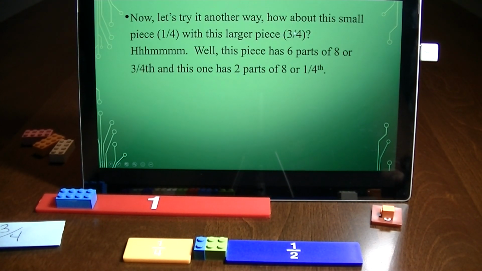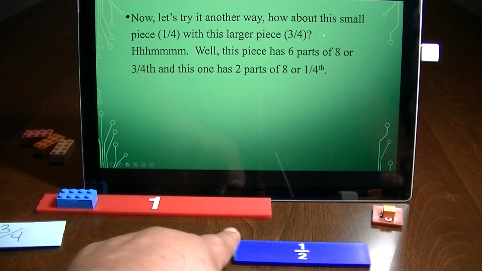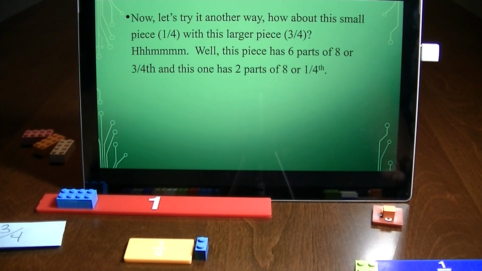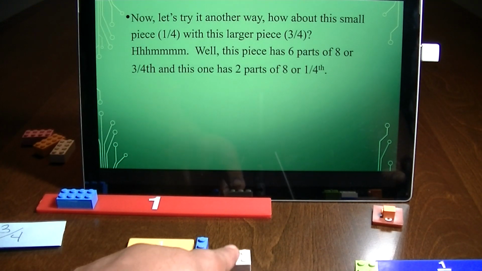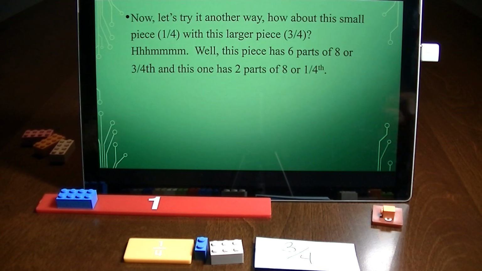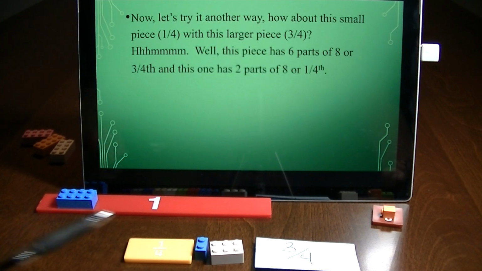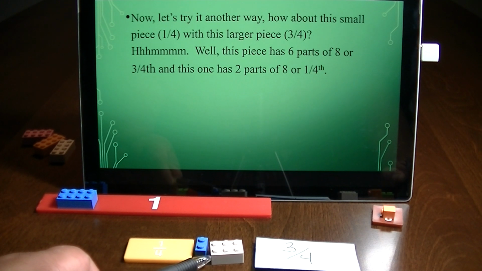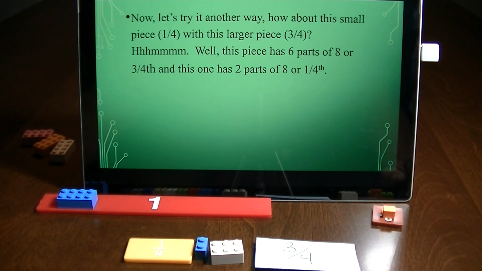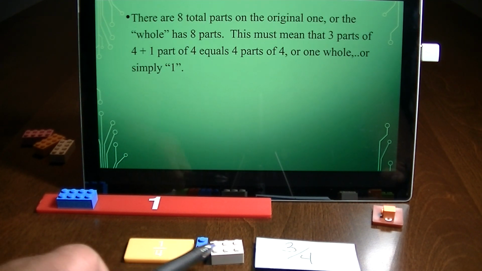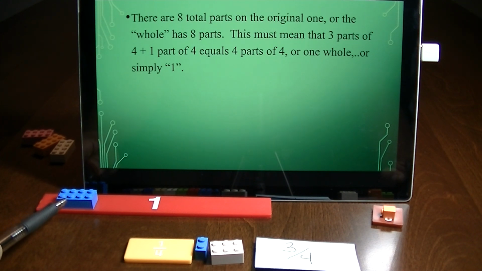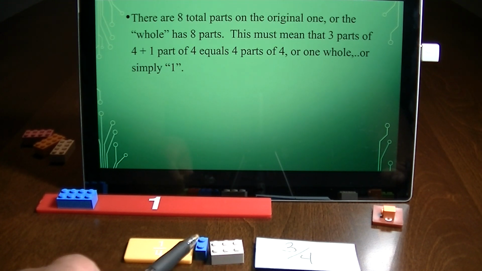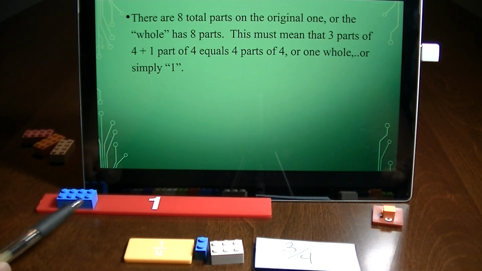Now let's try it another way. How about this small piece, 1/4, with this larger piece, 3/4. Well, this piece has 6 parts of 8, or 3/4, and this one has 2 parts of 8, or 1/4. There are 8 total parts on the original, or the whole has 8 parts. This must mean that 3 parts of 4 plus 1 part of 4 equals 4 parts of 4, or 1 whole, or simply 1.